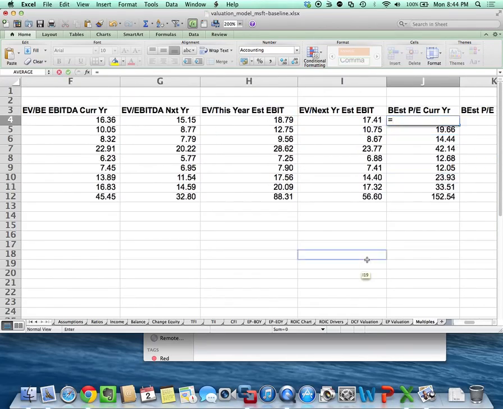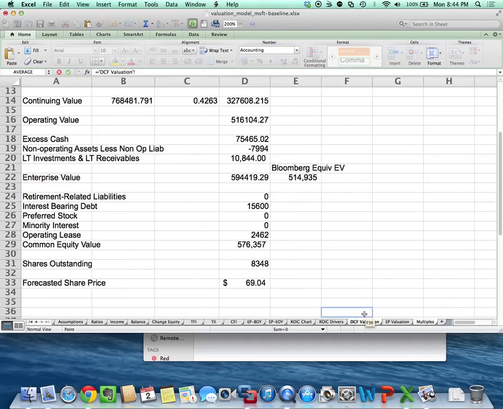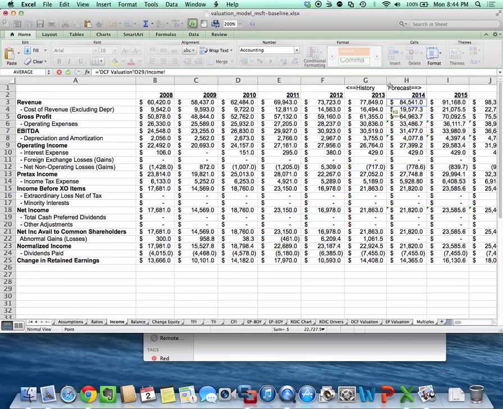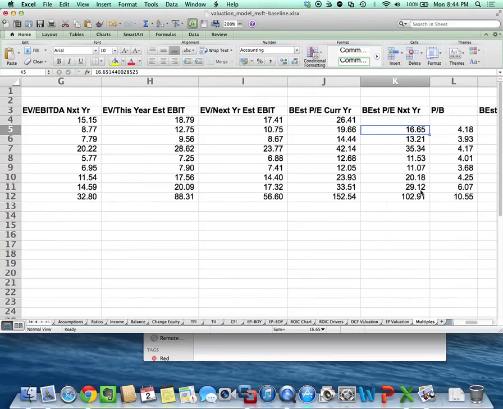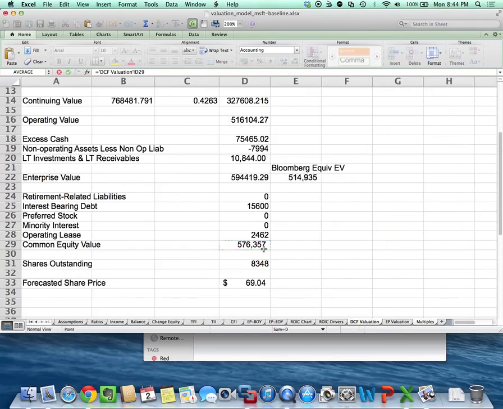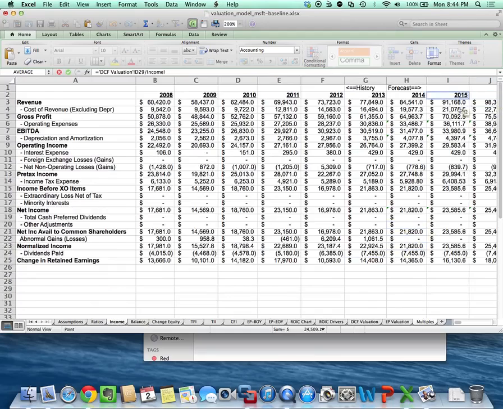PE ratio equals the price per share, which is the common equity value, divided by the income, which would be the 2014 net income before extraordinary items. And next year equals common equity value divided by income 2015, net income before extraordinary items.